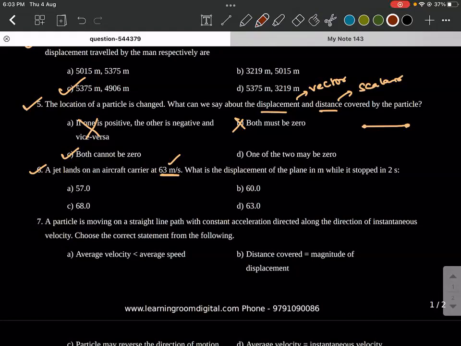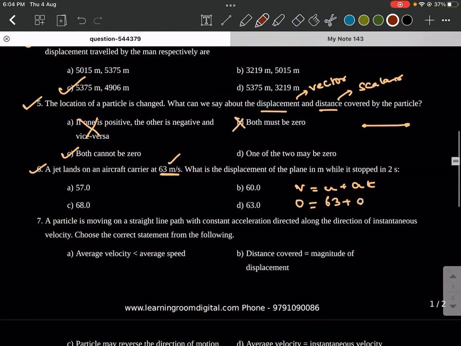Is it decelerating or accelerating? So decelerating. What is the value at which it is decelerating? If I apply V is equal to U plus AT, what is V? When it stops, the final velocity is 0. What about the initial velocity with which it started? 63. Plus, what is the acceleration of the particle? That's what you need to find.